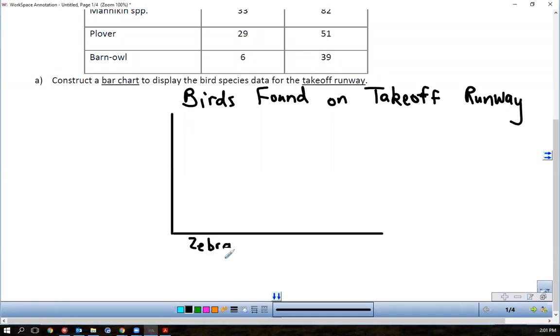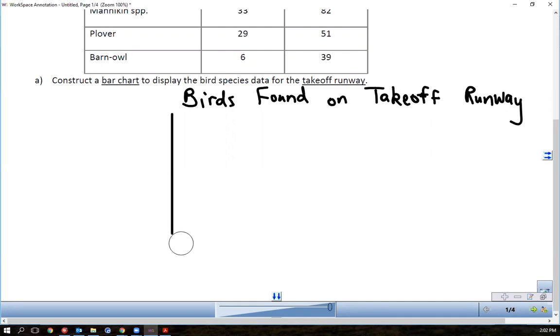Zebra dove, mannequin, I'm guessing sparrow maybe. Are we able to abbreviate that? Yes, you can. That's probably a better idea. Let me erase this. Let's abbreviate, because our chart's going to go on for a mile if we try doing it this way. Let's abbreviate.